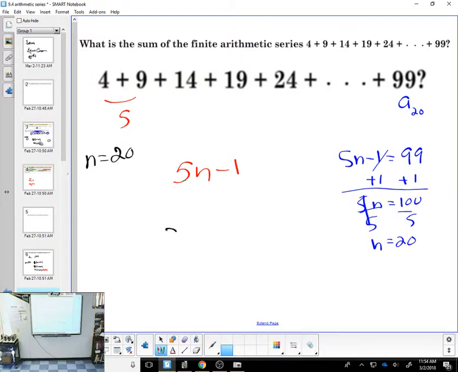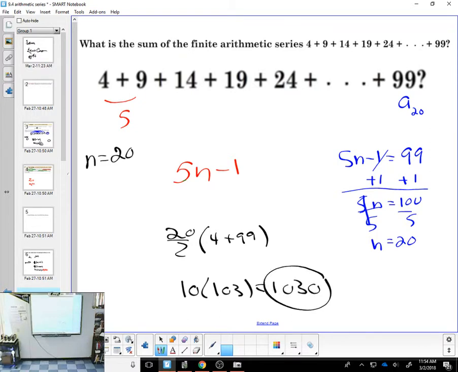There's 20 numbers. So 20 divided by 2. The first one is 4. The last one is 99. So I've got 10 times 103, which gives me 1030. And that is the sum of all the numbers from 4 to 99, skipping 5.